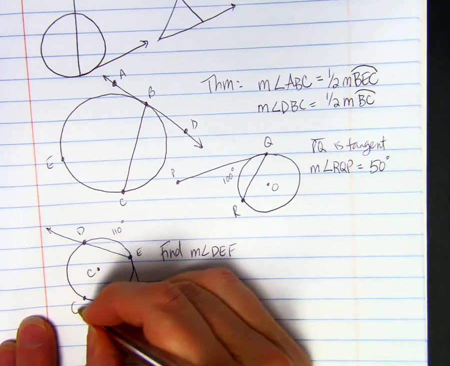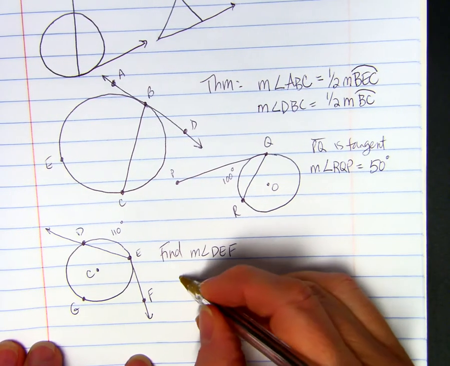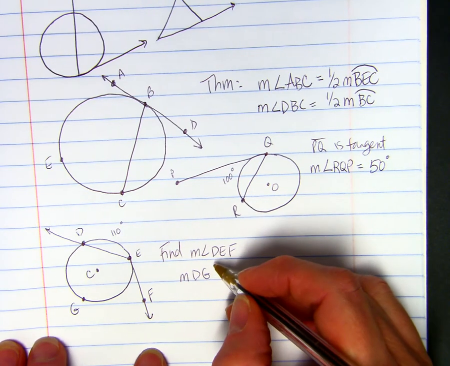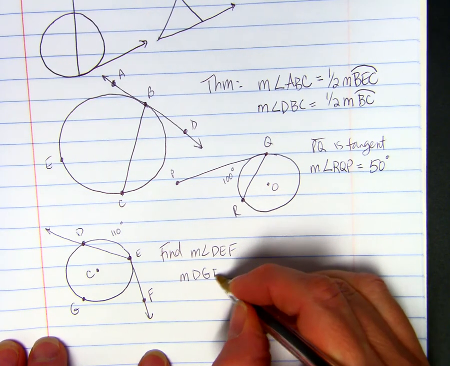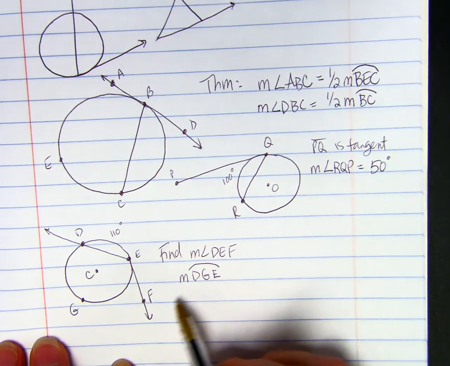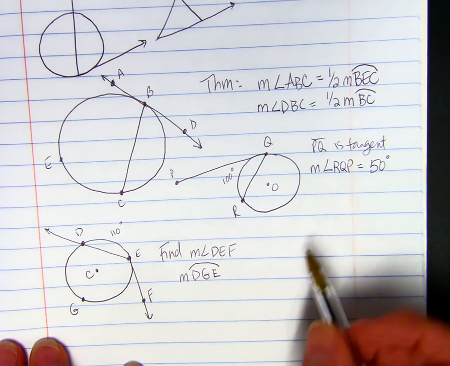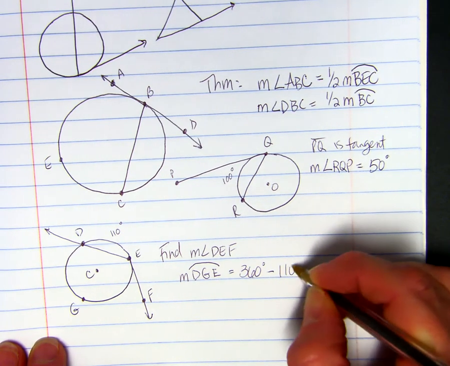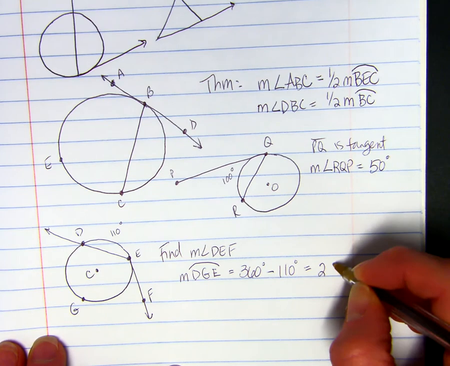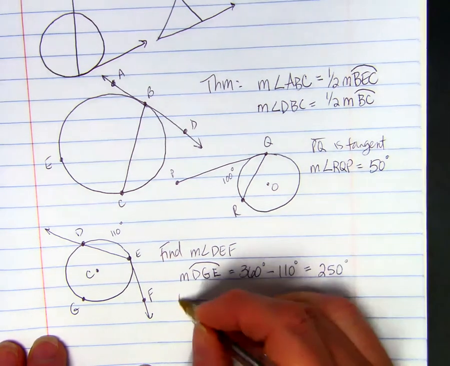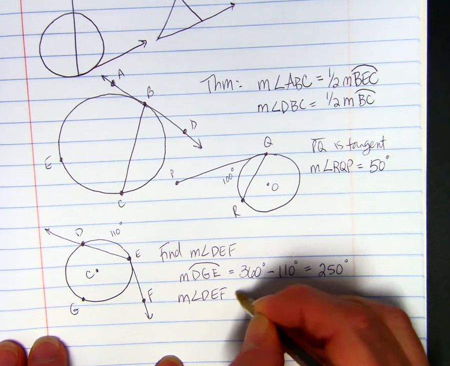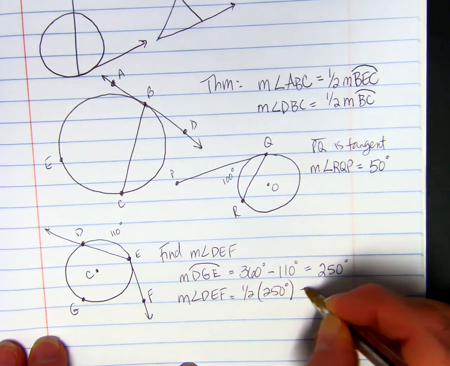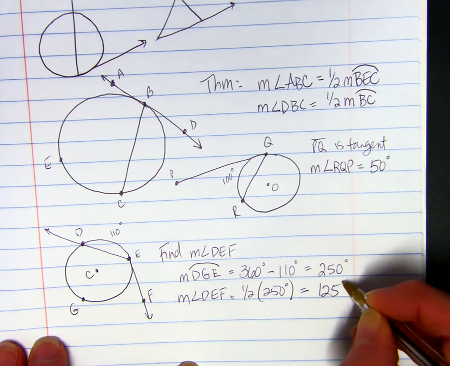I'm going to put a G over here so we can talk about it. So the measure of arc DGE is equal to 360 degrees minus the 110. So you get 250 degrees. So the measure of angle DEF is half of that, which equals 125 degrees.